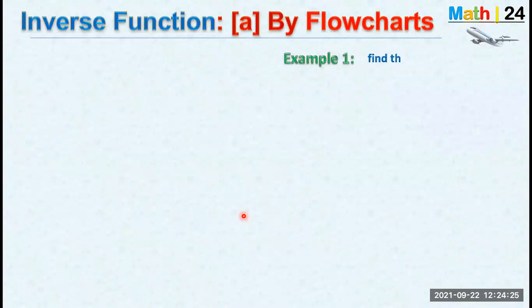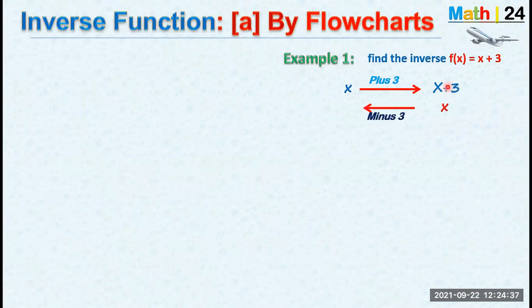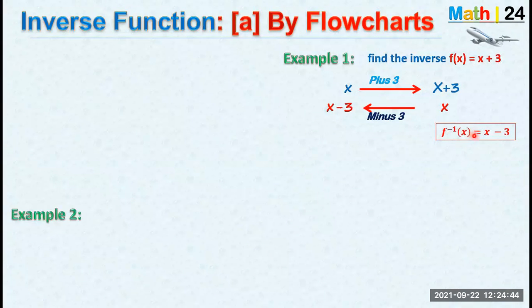You can still use the same steps, okay? Now find the inverse of f of x equals x plus 3. So start by saying x plus 3, that gives us x plus 3. This is the flowchart method. And to get the inverse, we start now from the end, we subtract 3 to come back. The inverse function is x minus 3, written as f inverse of x equals x minus 3.